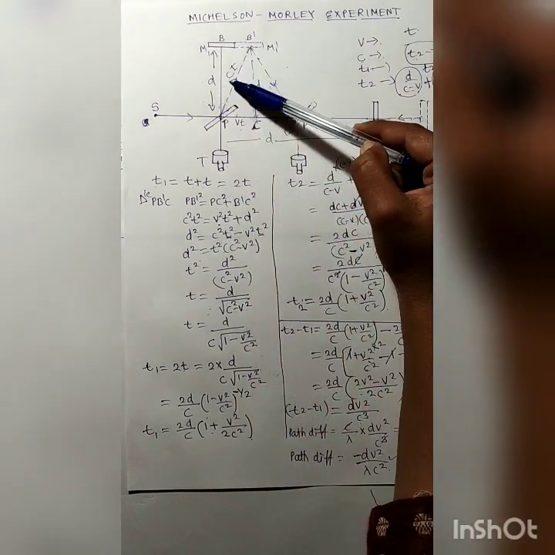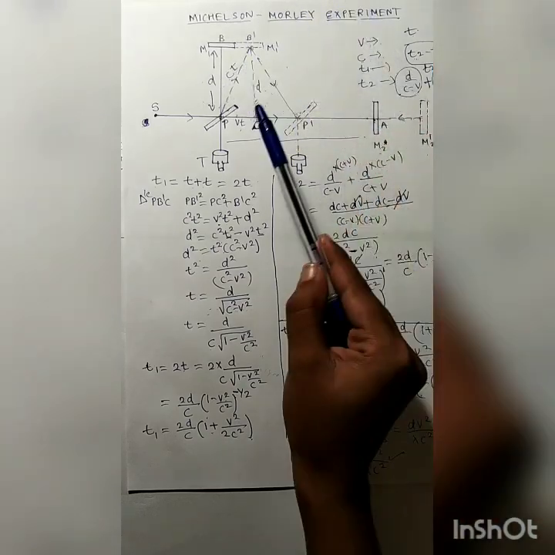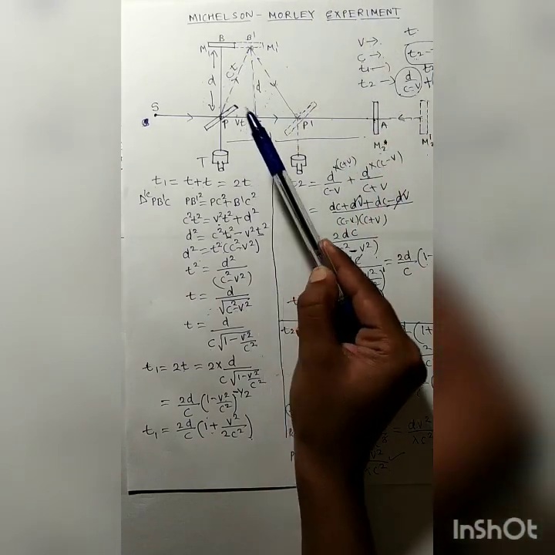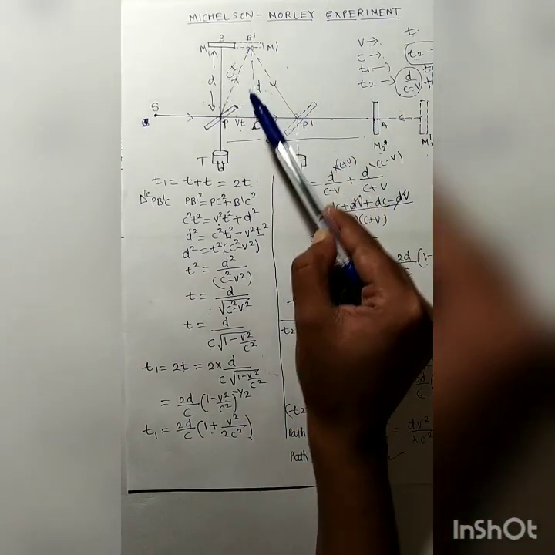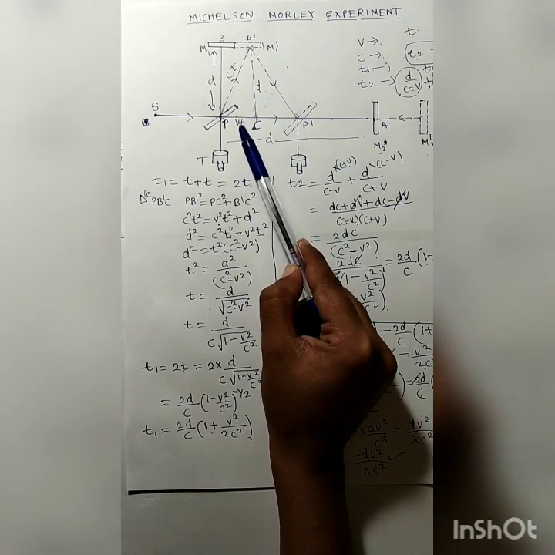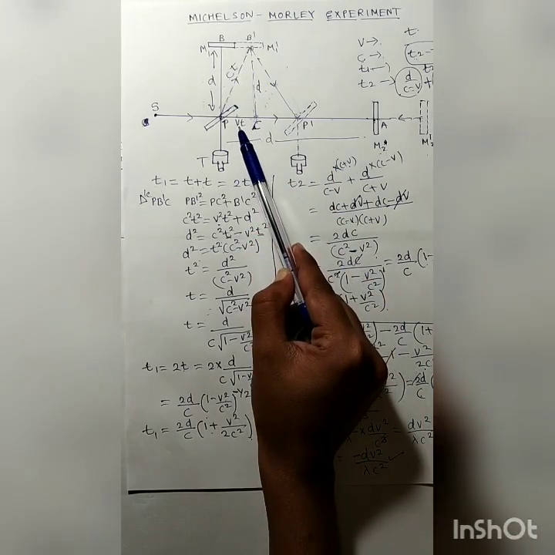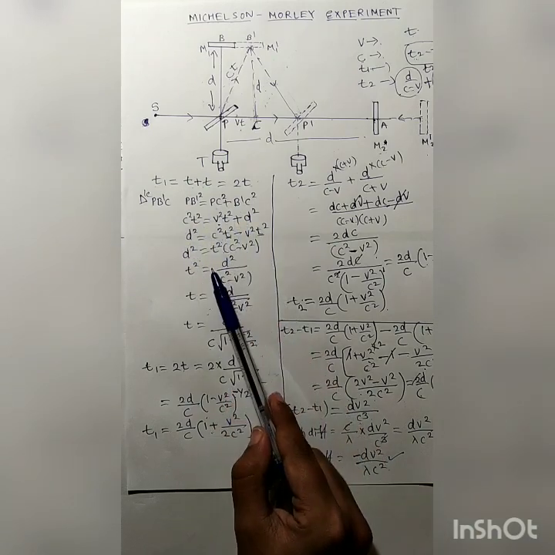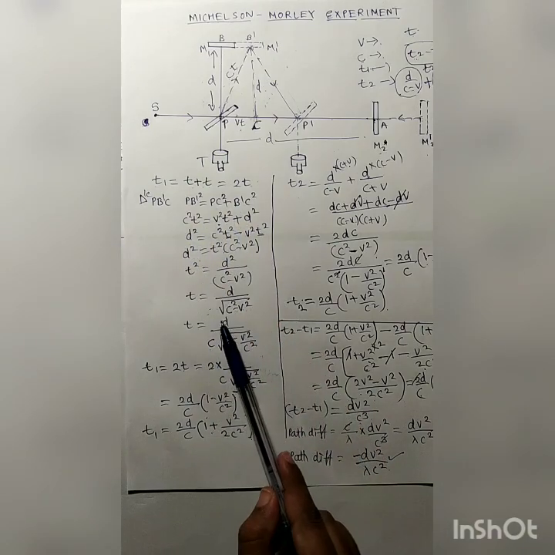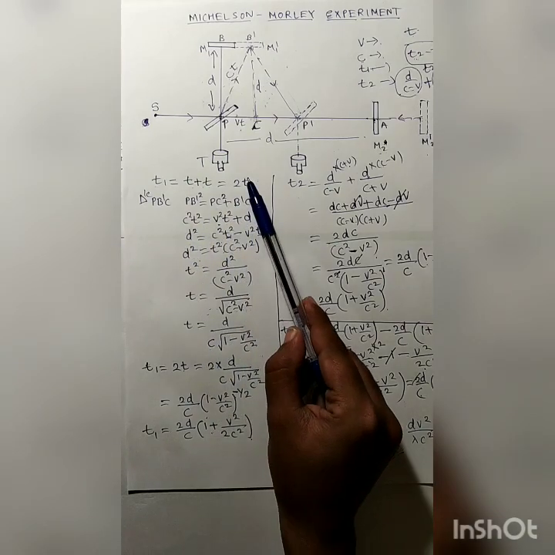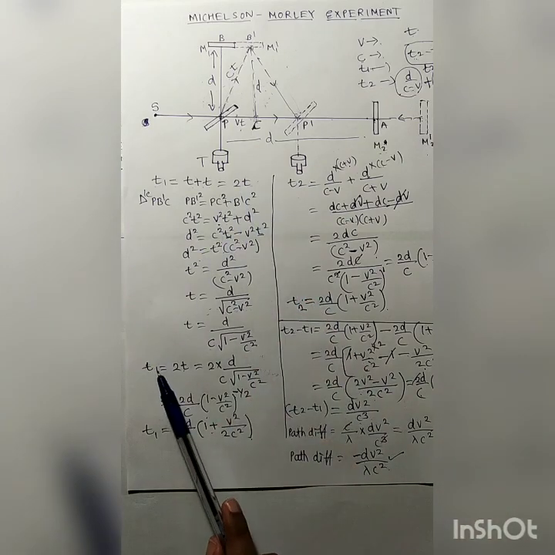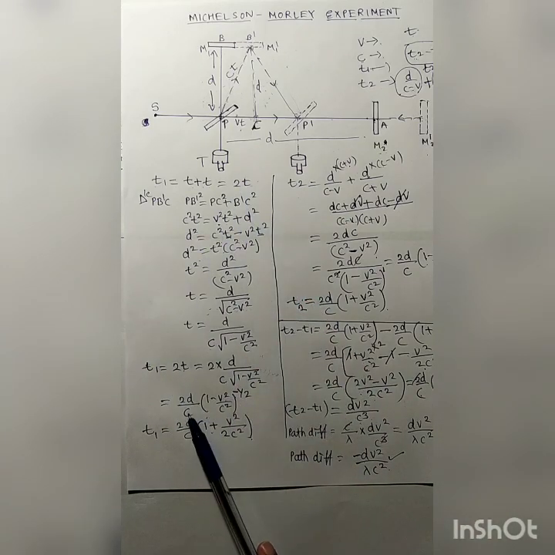So I said already, distance is equal to velocity into time. Again distance is equal to velocity into time. Light ray velocity is c and the experimental setup velocity is v. So we had taken different velocities here. Substituting all those values, we got the t value is equal to this much. So substituting in the first equation, we got t1 is equal to 2d divided by c.